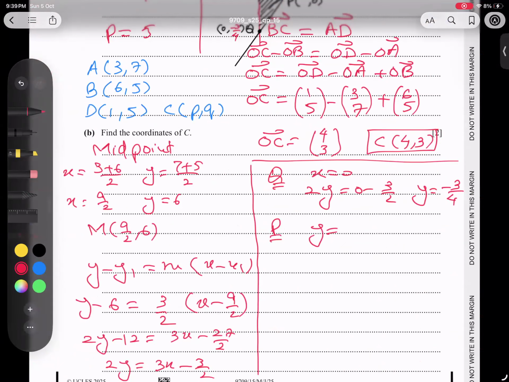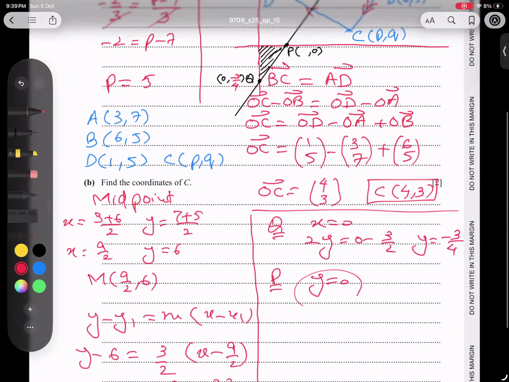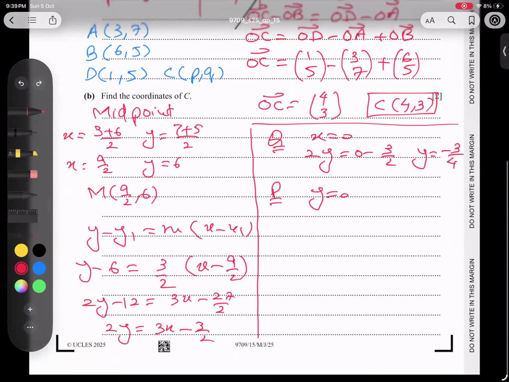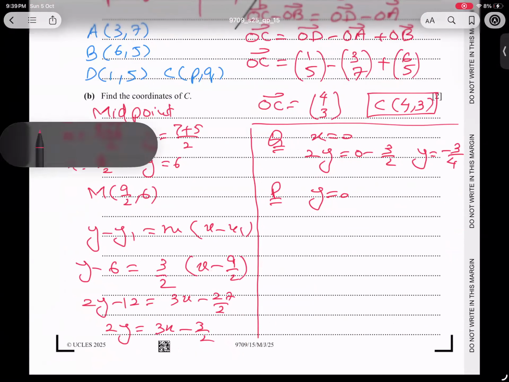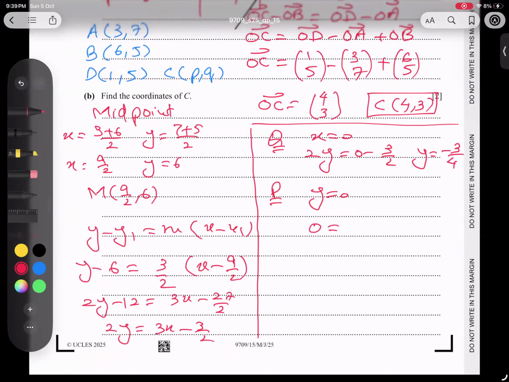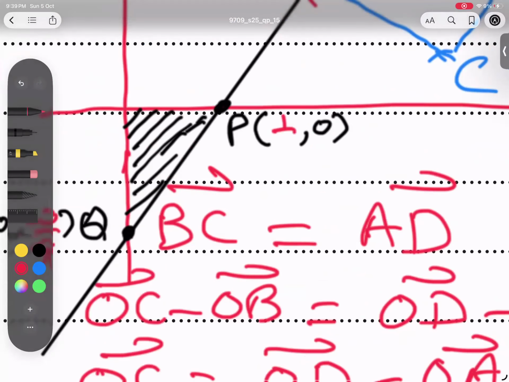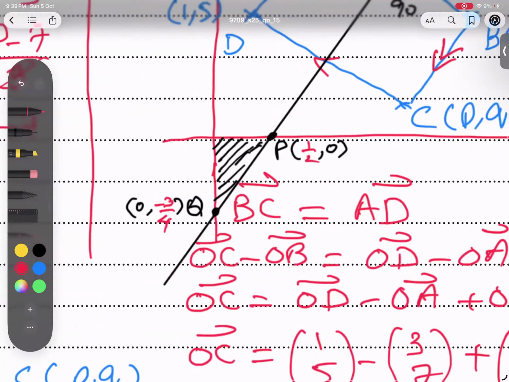For the P coordinate, y is 0. You can see on screen, P has y equals 0. So when I plug in y equals 0 here, what can I get? Have a look. 0 is equal to 3x minus 3 over 2, and x, what do I get? 3 by 2 is already there, and divide by 3, so I got a half. So it means this becomes 1 over 2. So I think the planning is very clear.